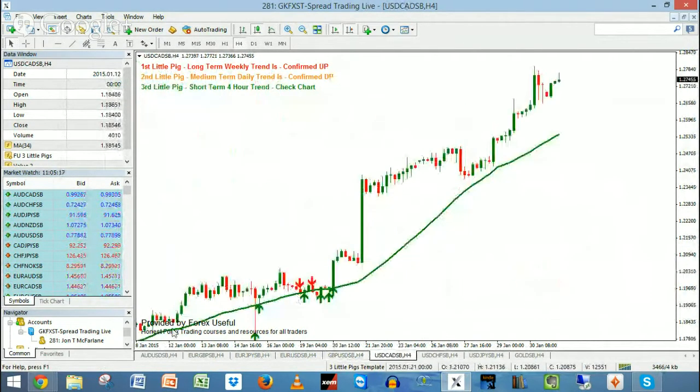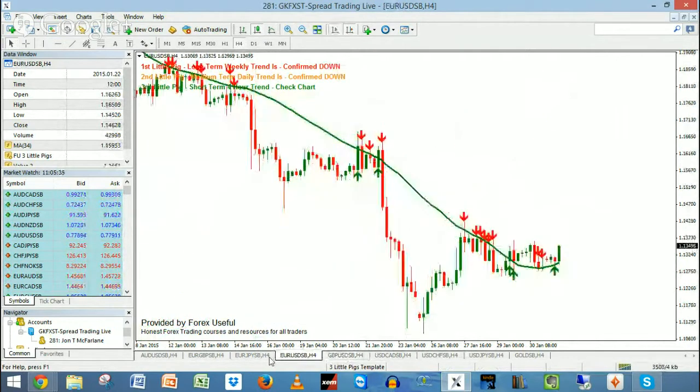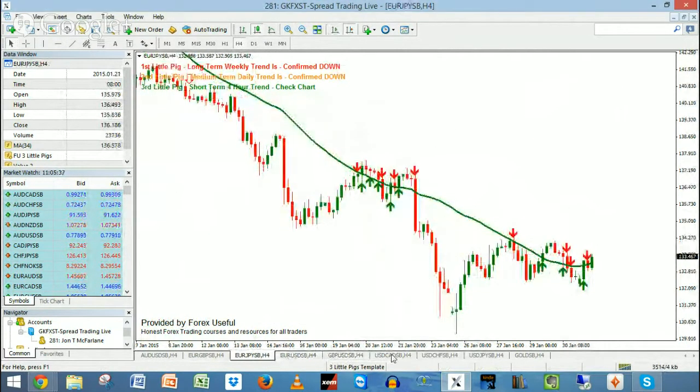USD CAD, I reported on this at the weekend, so for more detail, just go and have a look on the website for the update. But basically, we're about 20 times initial risk, so over 40% up on this trade if you're risking 2%. So really making up for these losses here on these other three currencies and more.